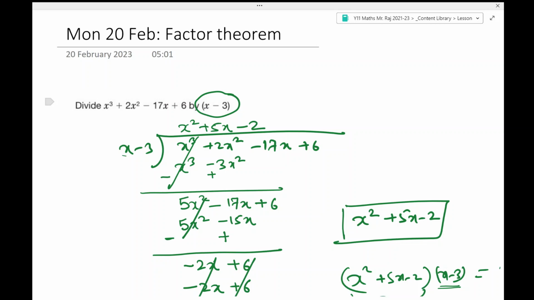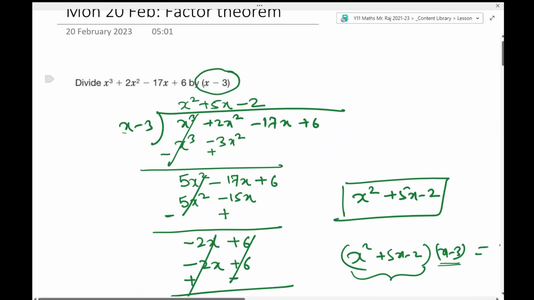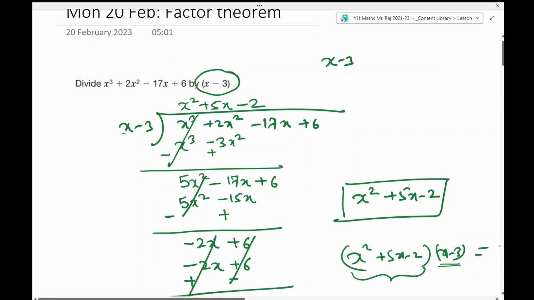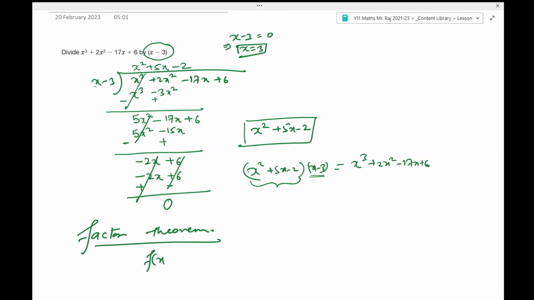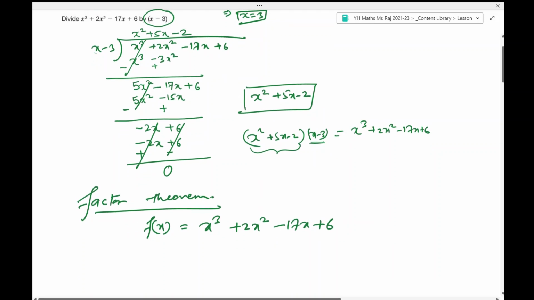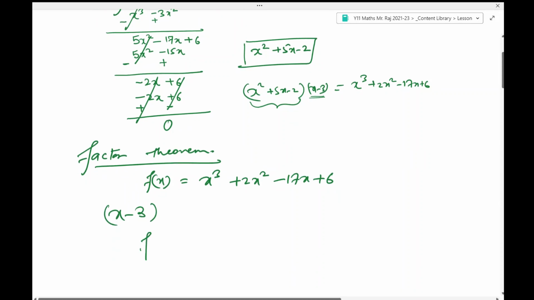So what we do, if you write this x minus 3 and equate it to 0, what you will get? x minus 3 equal to 0. What is the value of x? 3. Okay. Take this 3 and plug it back in the equation. So let's say my function is x cube plus 2x square minus 17x plus 6. And I want to check whether this is divisible by x minus 3, whether x minus 3 is a factor of this term. What I am going to do, I am going to substitute x is equal to 3.